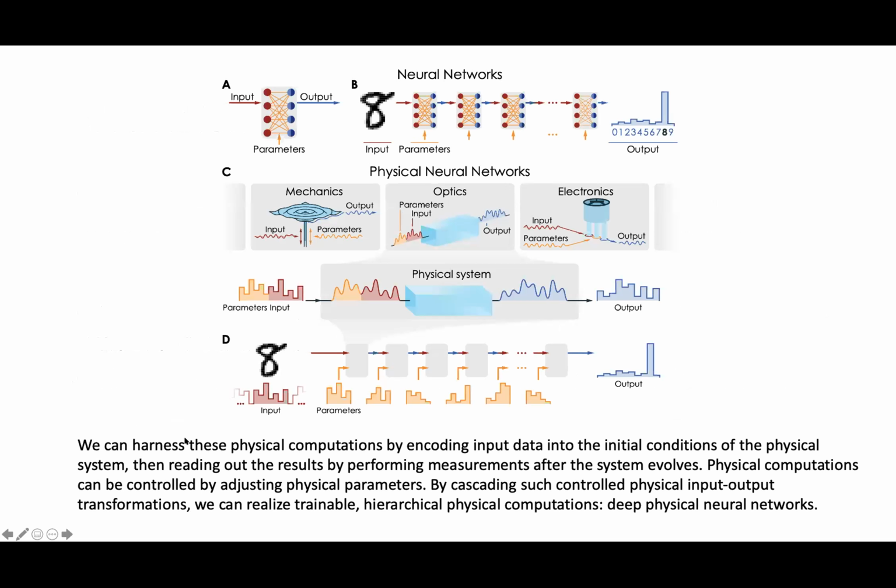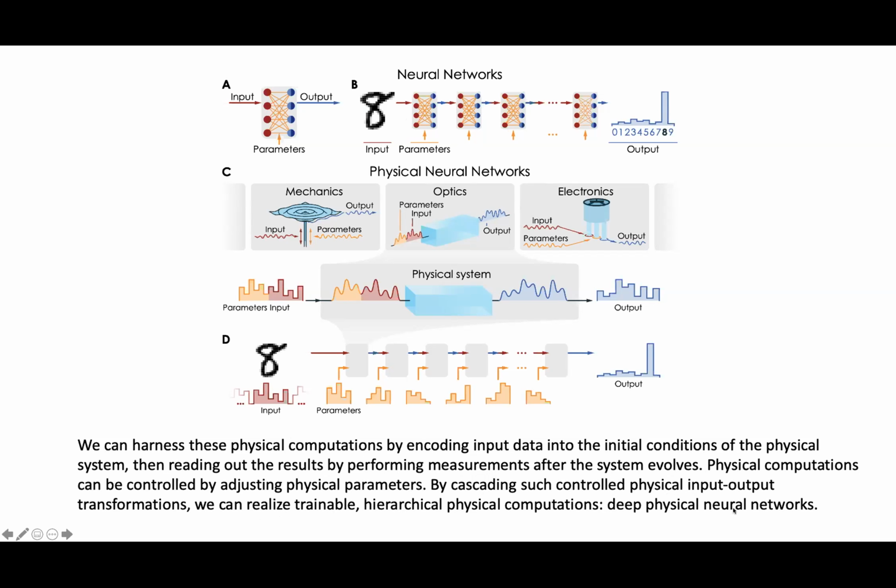Okay, so the point is that we can harness these physical computations by encoding input data into the initial condition of the physical system and reading out the results by performing measurements after the system has evolved. This can be viewed as an analogy of a neural network layer. The physical computation can be controlled by adjusting the physical parameters, which is an analogy of the parameters in the neural network. By cascading such controlled physical input-output transformers, we can realize trainable hierarchical physical computations.